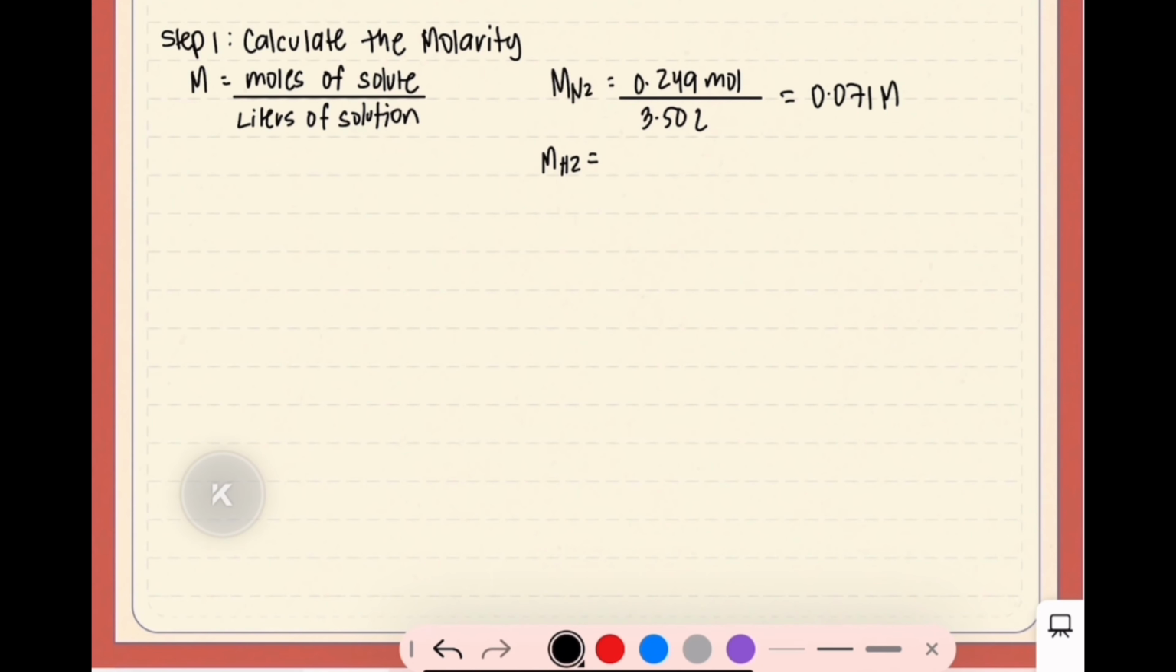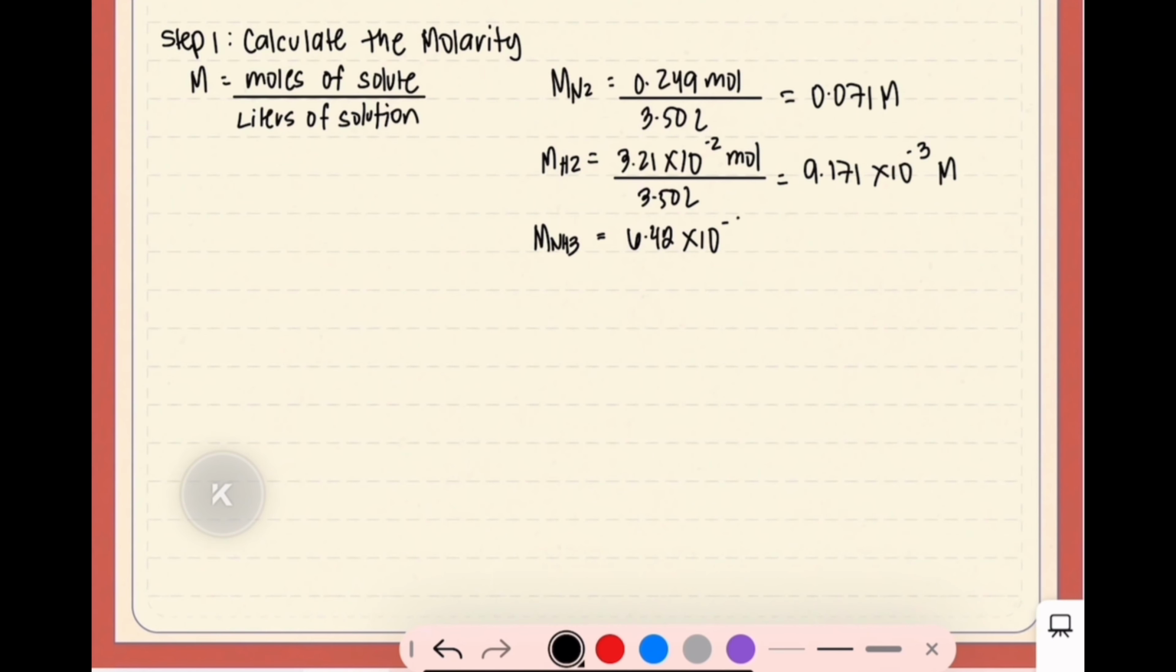For the molarity of hydrogen, we have 3.21 times 10 raised to negative 2 moles over 3.50 liters. This would give us 9.171 times 10 raised to negative 3 molar. And lastly, for the molarity of ammonia, we have 6.42 times 10 raised to negative 4 moles over 3.50 liters, which should give us the result of 1.83 times 10 raised to negative 4 molar.